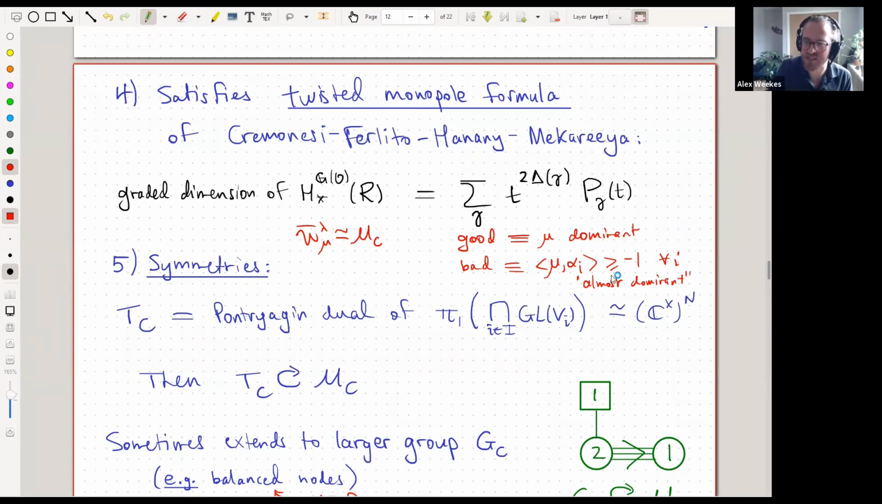Again, I'm thinking of the symmetric type. Maybe this -1 should be something else if it's not symmetric, but maybe I'm mistaken.